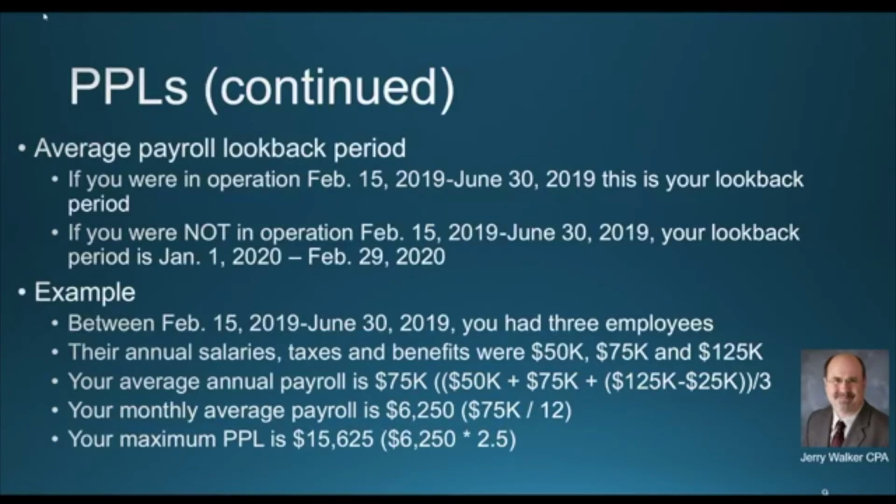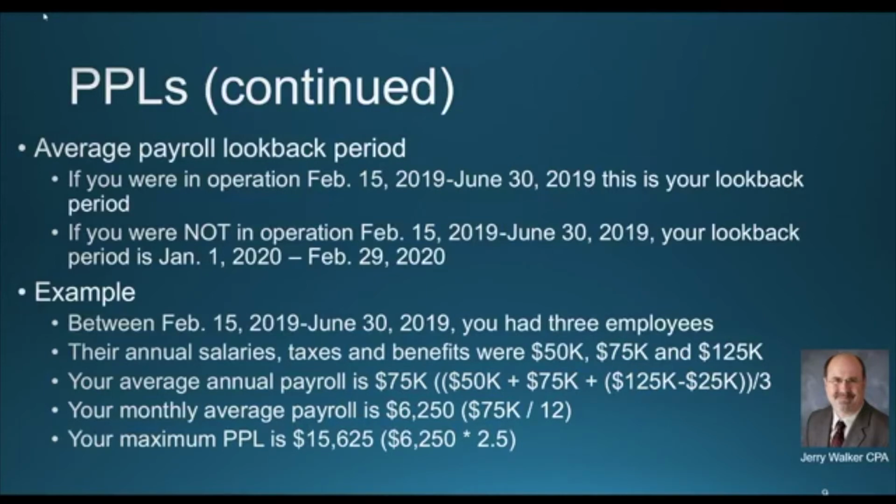You see the $50,000 for employee 1, you see the $75,000 for employee 2, but notice on employee 3, we have to shave off the $25,000 to get them back down to the $100,000 cap. So employee 3, even though we really pay them $125,000, we can only count $100,000. So you'd really say that's 50 plus 75 plus 100, which is 225. You take 225 divided by the number of employees, so your average annual payroll is $75,000.